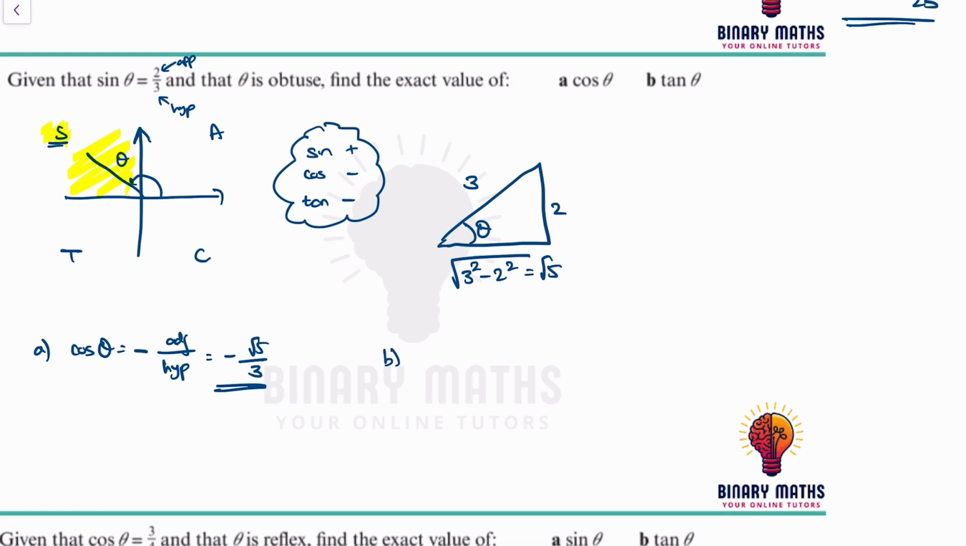B is find tan theta. Tan theta is TOA, so opposite over adjacent, and again tan is negative, so negative opposite over adjacent, which is equal to negative 2 over root 5. We don't like a surd in the denominator, so rationalize it by multiplying by root 5. So we end up with root 5 times root 5, which is 5 at the bottom.